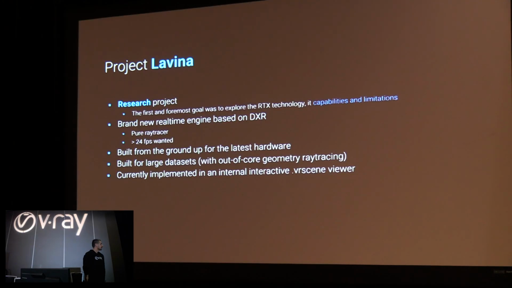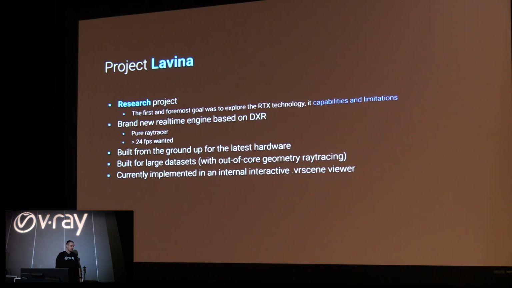Our goal was to make a real-time preview of a V-Ray scene file based on DXR with pure ray tracing. So we didn't want any pre-calculation. We didn't want baking of light maps. We didn't want unwrapping of UVs. We don't want people to have to place reflection probes, which you have to do if you go to a game engine like Unreal. And it's fine because you get very good results, but it's a lot of work.